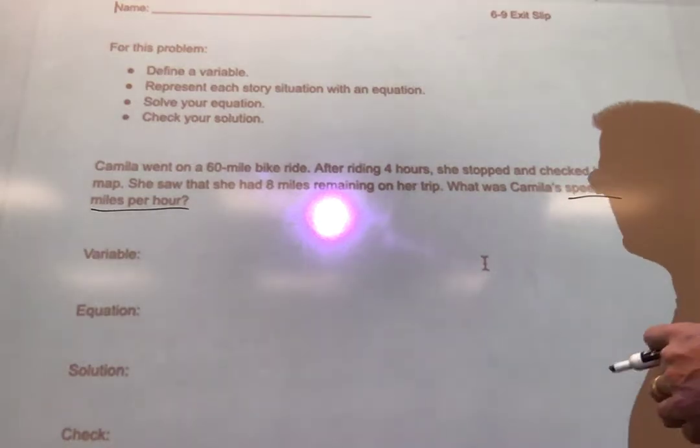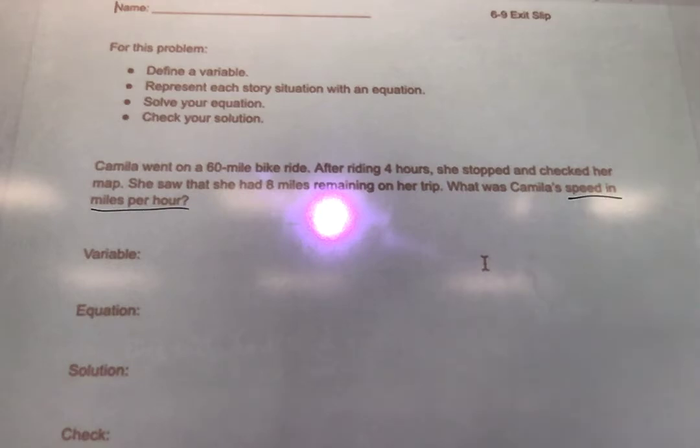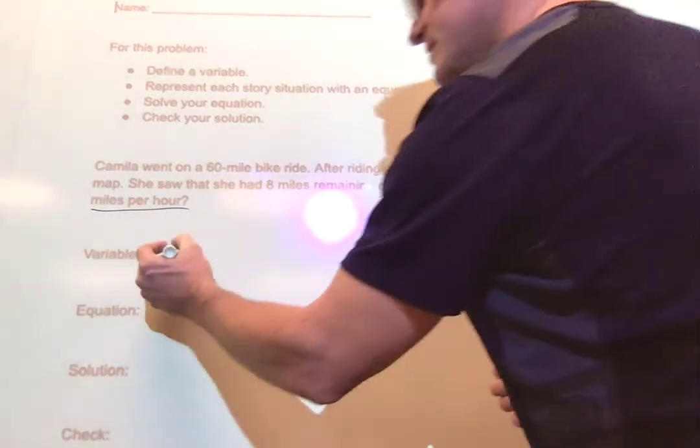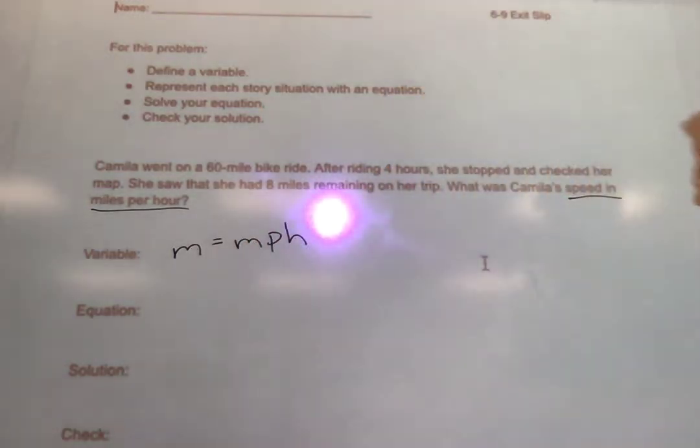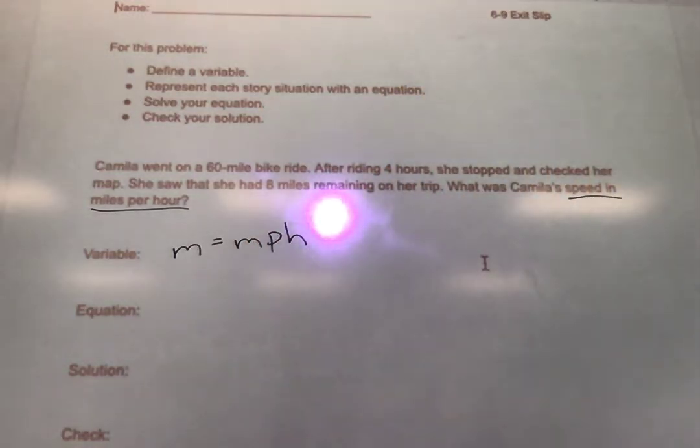So the variable, what I don't know, is her speed in miles per hour. So I could say m equals her miles per hour. There's our variable. That's what we're trying to find. It's what we're missing. How many miles per hour is she traveling?